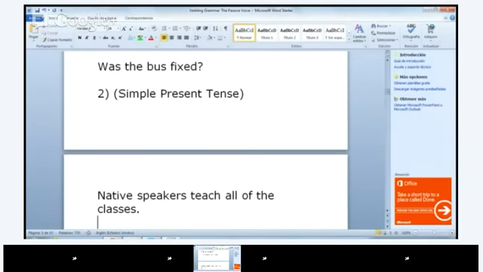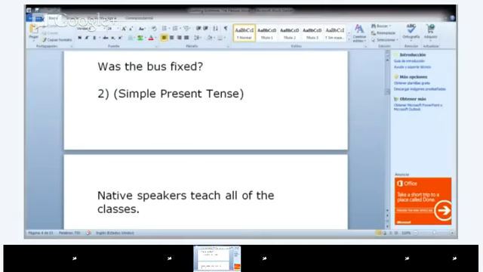Native speakers teach all of the classes. So here on Verbling, native speakers teach all of the English classes. So first of all, can we practice expressing that idea in a negative form and as a question? And I'm just looking, yes, please go ahead, Ala.